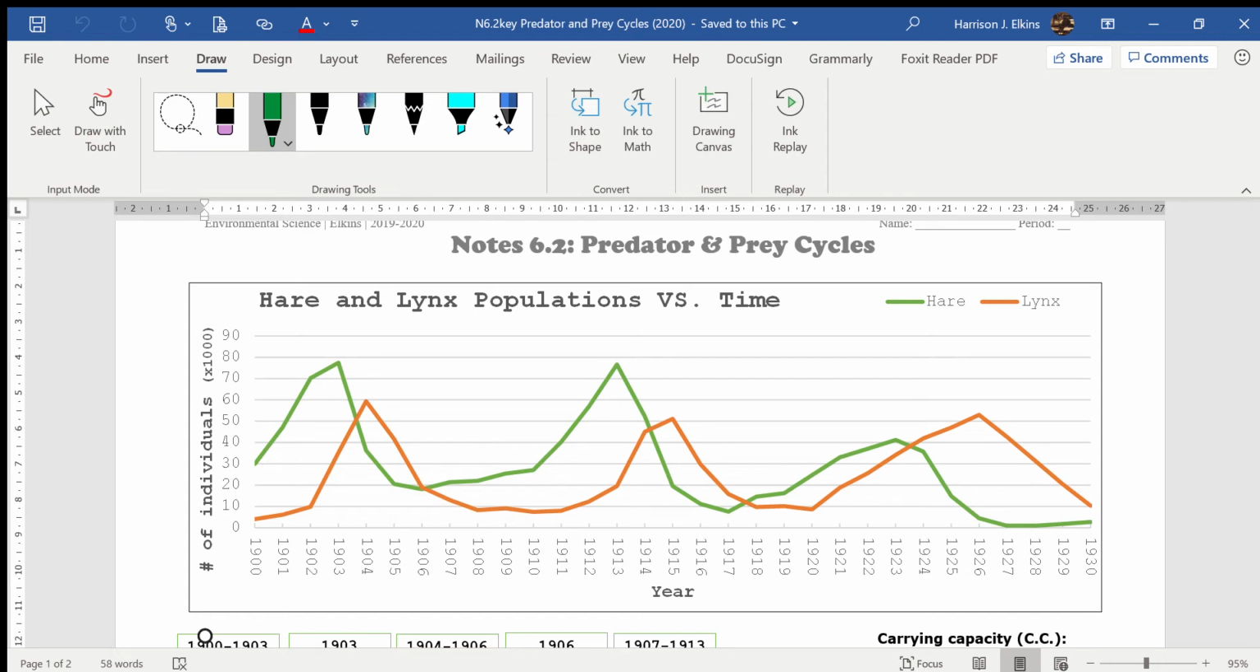What you notice here is this really strange pattern, right? We have here the hare in green, and you see it increasing, and then decreasing again, and then increasing, and then decreasing, and then increasing and then decreasing. And this happens continually. It's still happening today. This was back in the 1900s, but we still record it today, and the same thing happens.